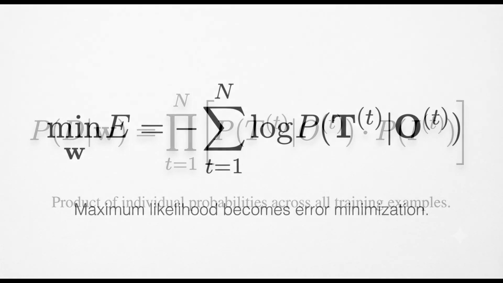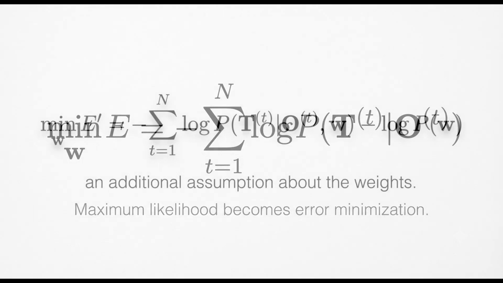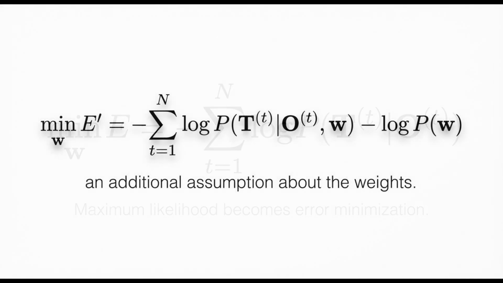To maximize this likelihood, it's computationally more convenient to take the logarithm and flip the sign. That turns a maximization into a minimization, and a product into a sum. The result is an error function we want to minimize. It measures how well the network's output matches the actual target.